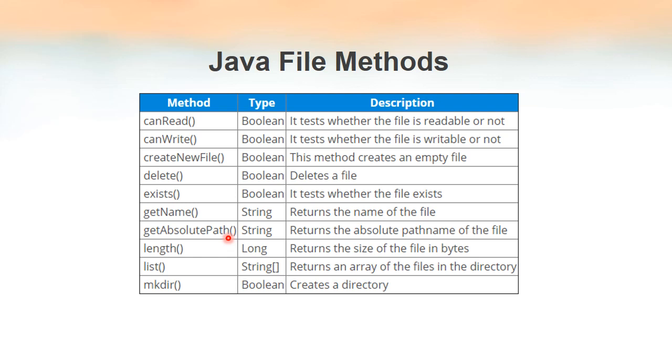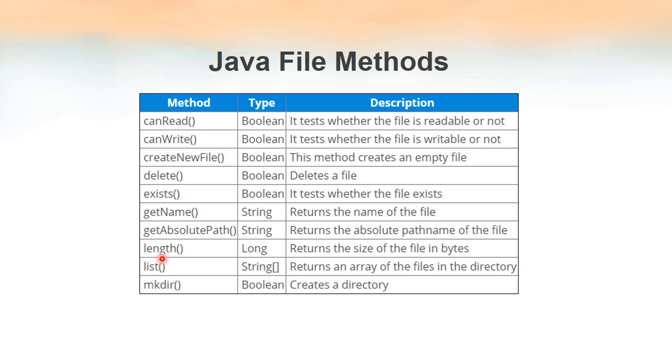Then getAbsolutePath. I hope you know the meaning of the path of a file, isn't it? When we look at the address bar of a folder, we can see c:/folder name/file. That is the path. Suppose we want to know the location of a file, where it is actually located. We need to get the path of that file. To get the path of a file, we have to use getAbsolutePath. This method also returns a string.